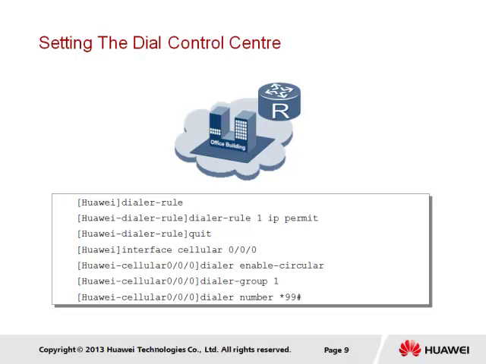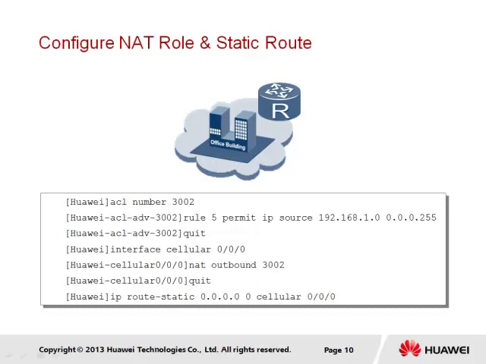We also create the dialer group as well as assign a dialer number that is used to call the remote end. Since we are required to support hosts that are considered part of an internal network, we must implement NAT in order to allow private addresses to be translated before reaching the external network. This is achieved through the defining of rules, which are associated here with the NAT outbound command on the cellular interface and ACL number 3002.